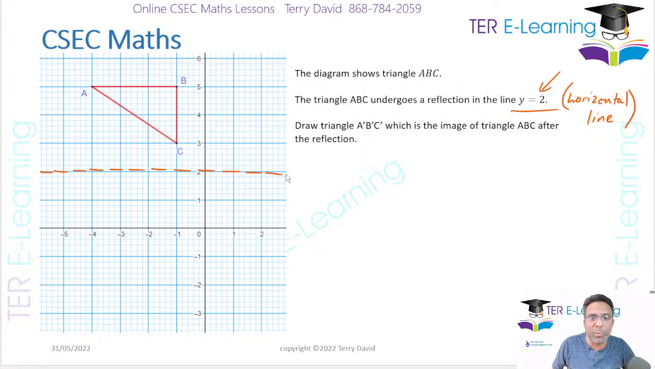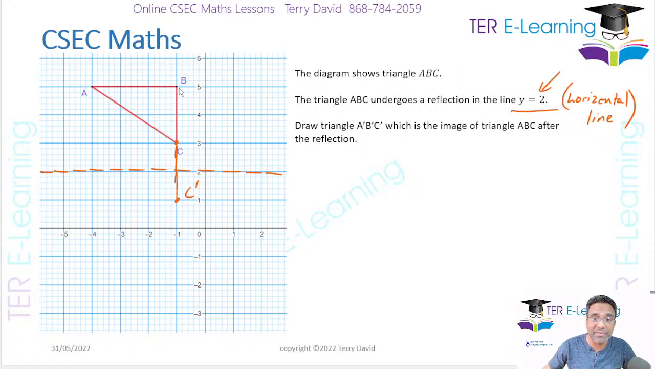So some of you might be wondering, well, how are we going to do this reflection now? So this works exactly like a mirror. So let's start with the point C. The point C is 1 unit in front or above the mirror line. So therefore C prime has to be 1 unit behind the mirror line. So therefore this here is going to be C prime.